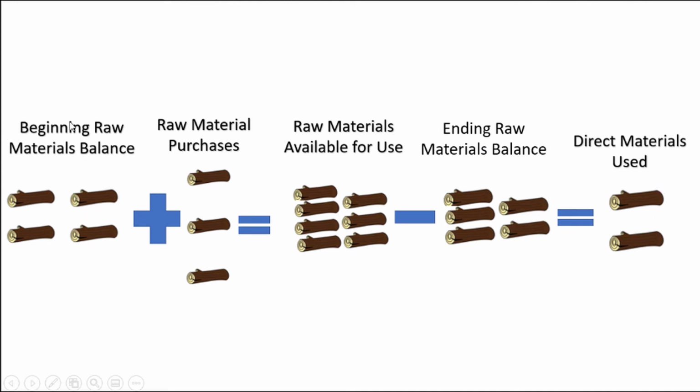So in summary, we have the beginning raw materials balance, looks like 4 logs of wood here, and of course this would be the cost rather than the individual items. So we take that cost, we would add the raw material purchases, that would give us the raw materials available for use, looks like 7 logs here, and if we subtracted the raw materials ending balance, that would give us the direct materials used. And this is the exact form that you're going to see on the manufacturing statement.